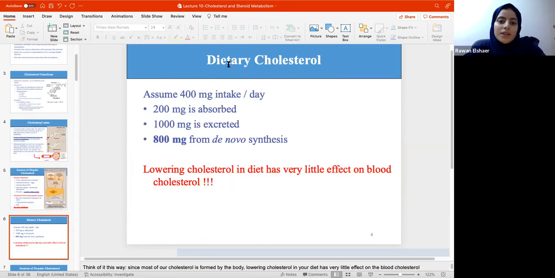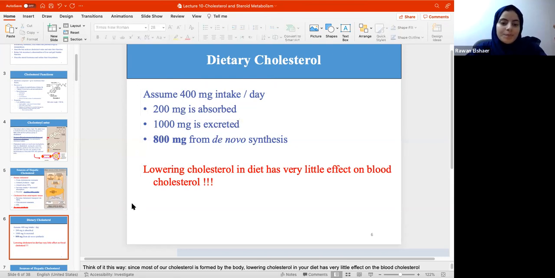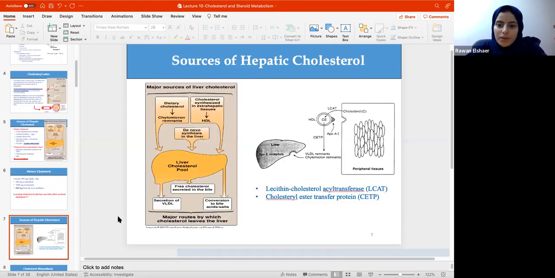Now, dietary cholesterol. Yeah, this is what I said. I think you need to know these numbers: this shows how de novo synthesis forms most of your cholesterol. About 800 milligrams per day comes from de novo synthesis, and 1000 milligrams is excreted. And they're all excreted how? Through bile. That's the only way you can excrete cholesterol. And like I said, lowering cholesterol in your diet has very little effect on blood cholesterol.